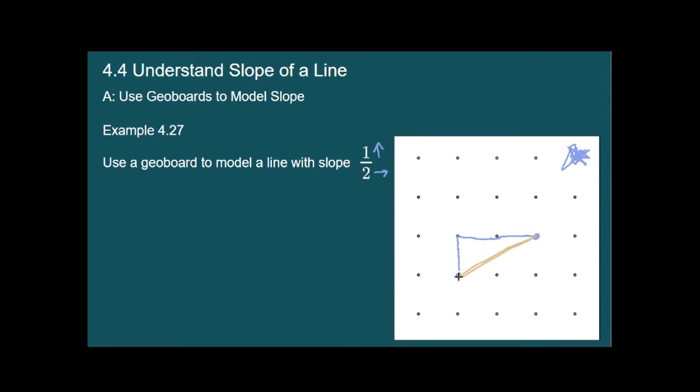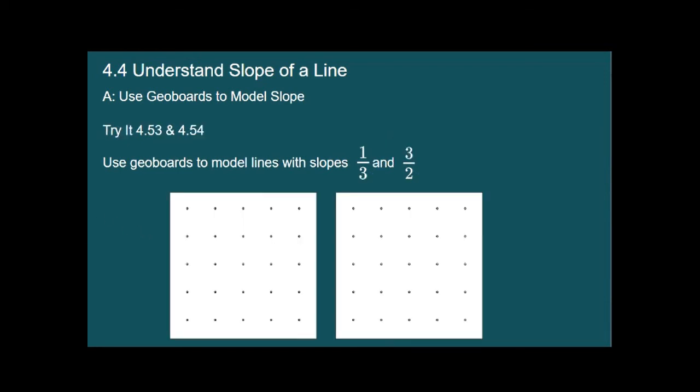And it would be better if I was doing this on paper with a ruler, but I'm going to just do it that way for now. Okay, so that's how you use a geoboard to model a line when you're given a slope. So I'm going to put up some try it problems for you. Go ahead and reproduce this on your paper, and then model lines with slope 1/3 and 3/2.